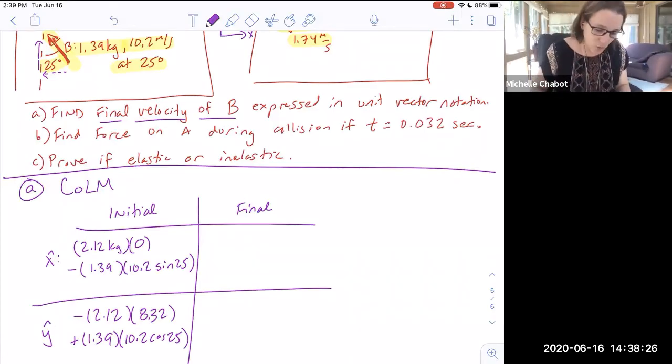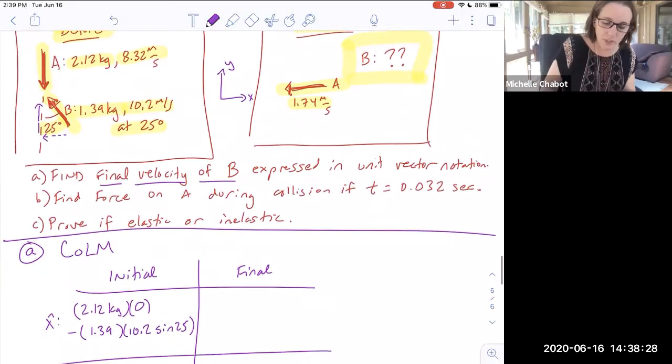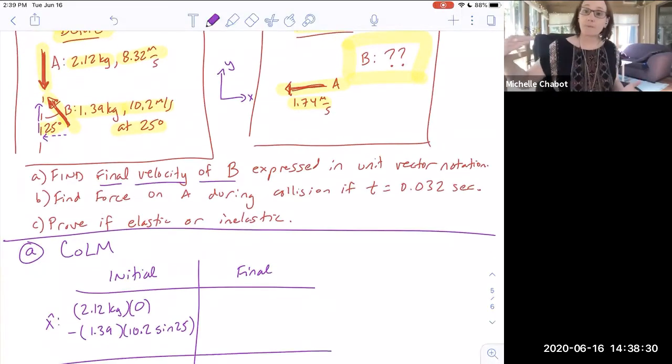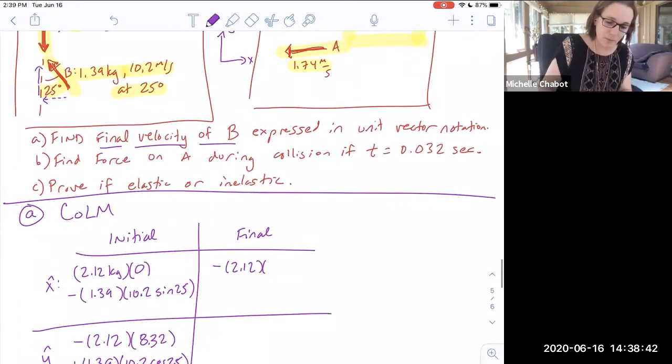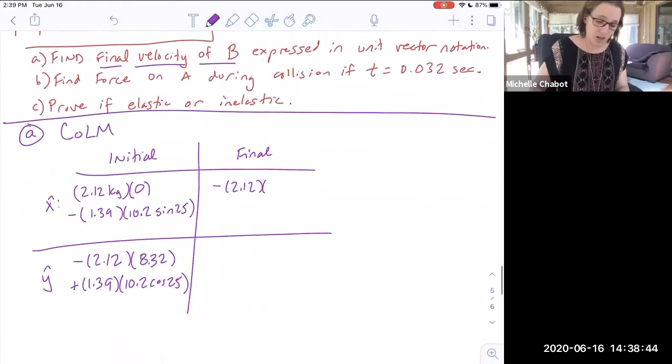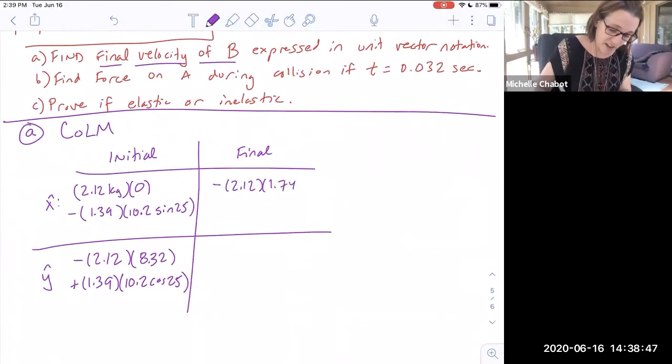Now, the final momentum. Remember that we're told A and B don't stick together. So A now is going to have its own momentum, and it still has the same mass. And it heads in the negative X direction. So it's going to be negative 2.12 times that speed in the X direction, 1.74.